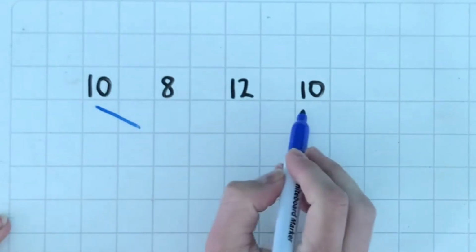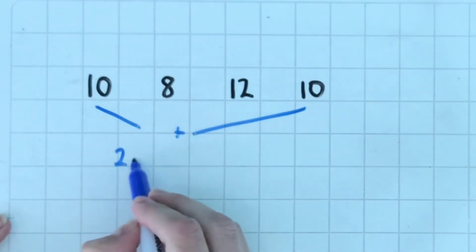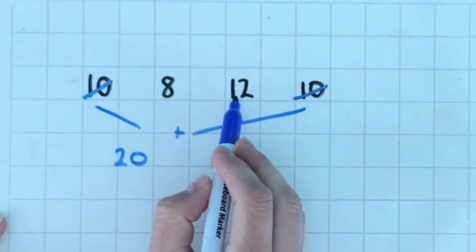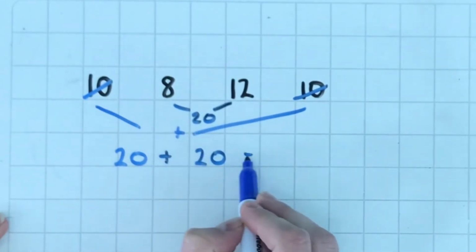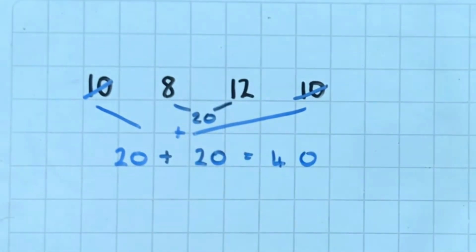Number 3, we've got 4 numbers, 10, 8, 12 and 10. So step number 1 to find the average is to add them all together. I'm going to add my 10 and 10 together first, which gives 20. Then 12 plus 8 gives you 20. So your total of those numbers is 40. Step number 2 is to divide by how many numbers you've added. So you've added together 4 numbers. So 40 divided by 4 gives you an average of 10.